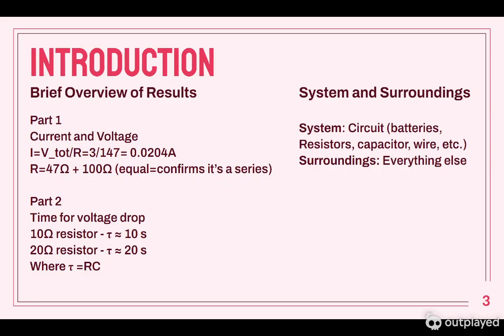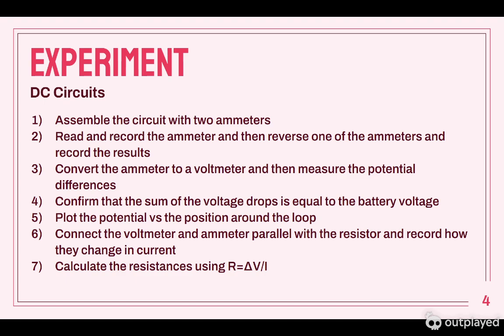The system is the circuit, the batteries, resistor, capacitor, wire, etc., and the surroundings is everything else. Experiments. The first part was the DC circuits. We had to assemble the circuit with 2 ammeters, read and record the ammeter, and then reverse one of the ammeters and record the results.